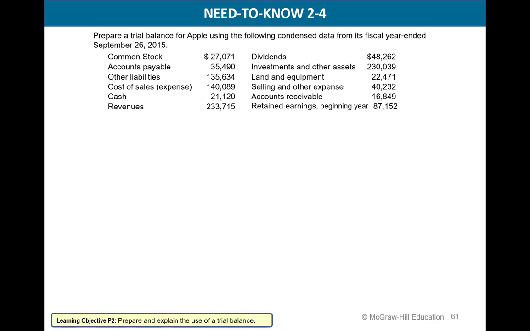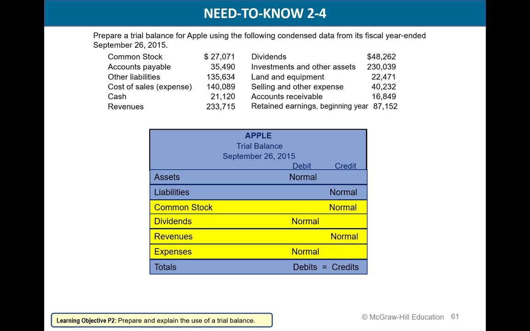We're going to prepare a trial balance for Apple using the following condensed data from its fiscal year end of September 26th of '15. A trial balance lists every account from the general ledger with its balance, either debit or credit. The accounts again are listed in financial statement order based on their numbering in the chart of accounts. Assets are listed first. Assets have a normal balance of a debit. They sit on the left-hand side of the equation. Next, we list the liabilities. Liabilities have a normal balance of a credit. They sit on the right-hand side of the equation.